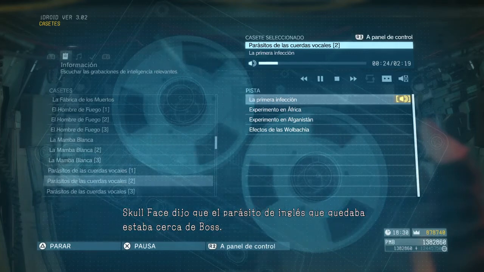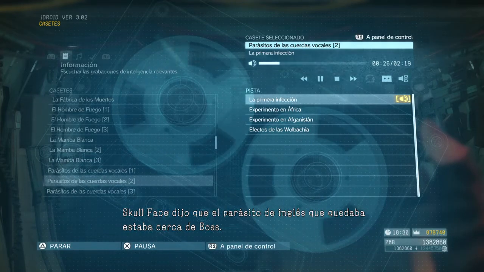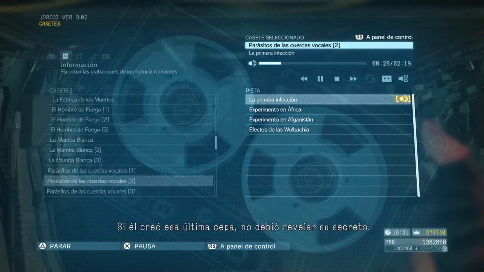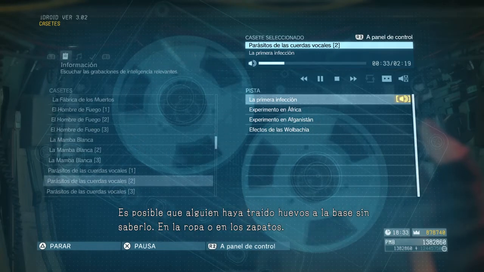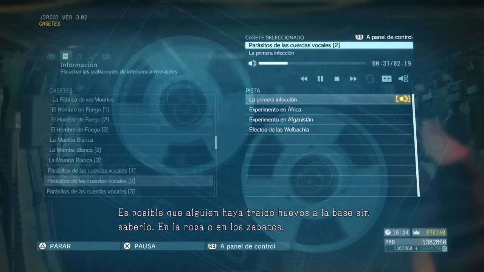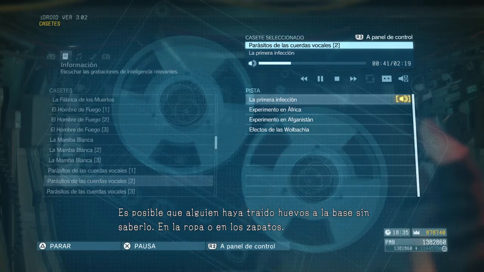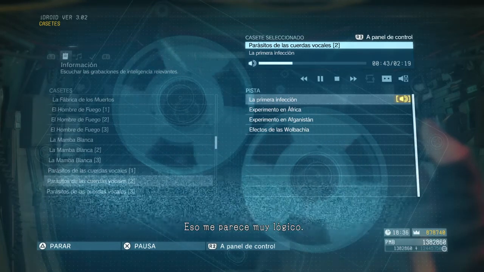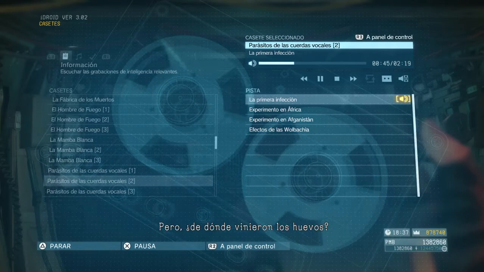Skullface said the remaining English parasite was close to the boss. If this latest strain was his doing, he wouldn't have tipped his hand. It is possible someone brought eggs onto the base without knowing, stuck to their shoes, clothing. Well, that makes the most sense to me. And where did the eggs come from?